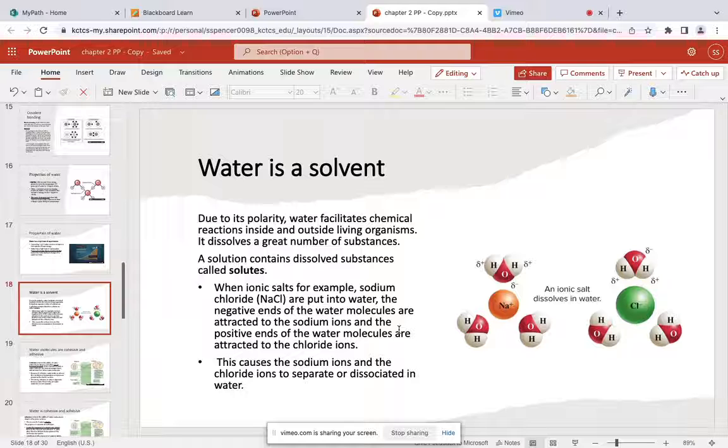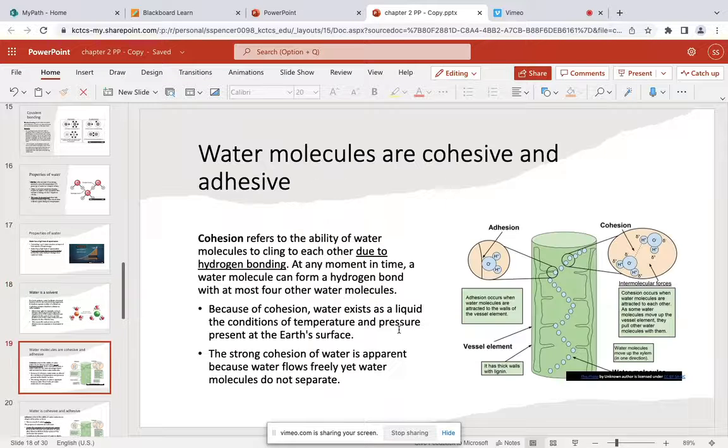So far we've said that water has a high heat of vaporization due to what? The hydrogen bonding. And then I said as well that water is a solvent. So water can break things down, and we know that from everyday life. Again, this slide's important. Just need you to realize these definitions. Water molecules are cohesive and adhesive. So cohesion refers to the ability of water molecules to cling to each other due to hydrogen bonding. Again, whenever you hear water, I want you to think of hydrogen bonding.